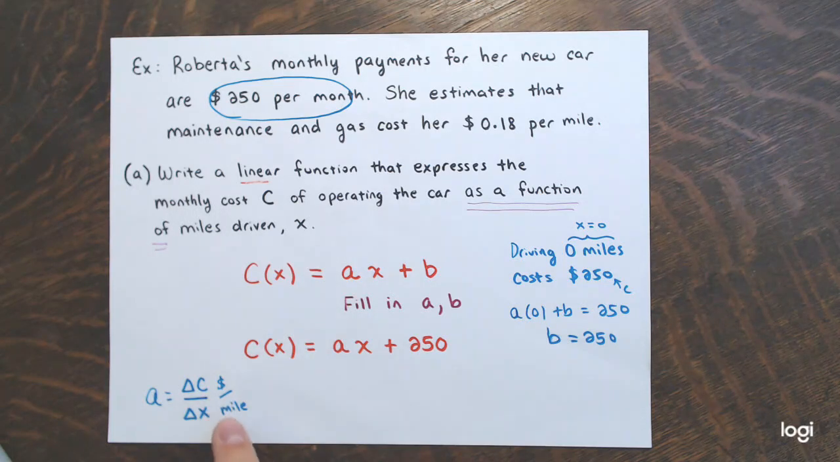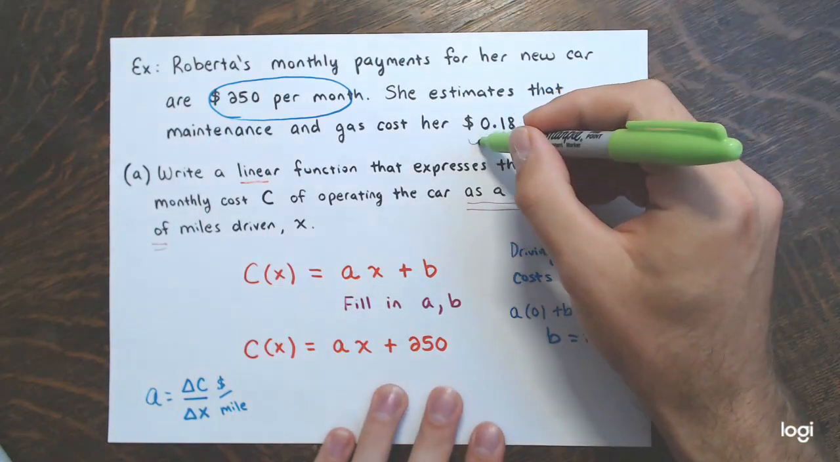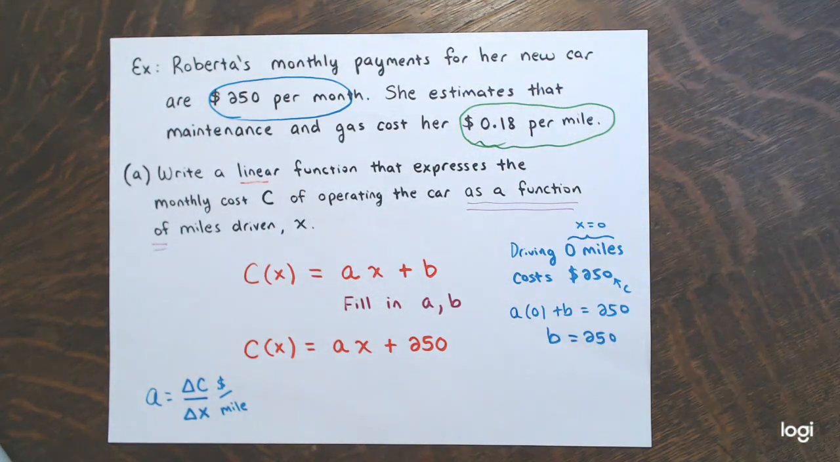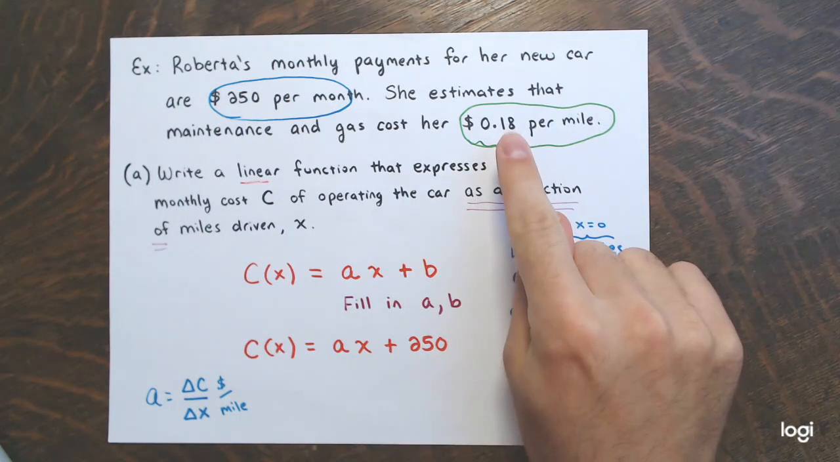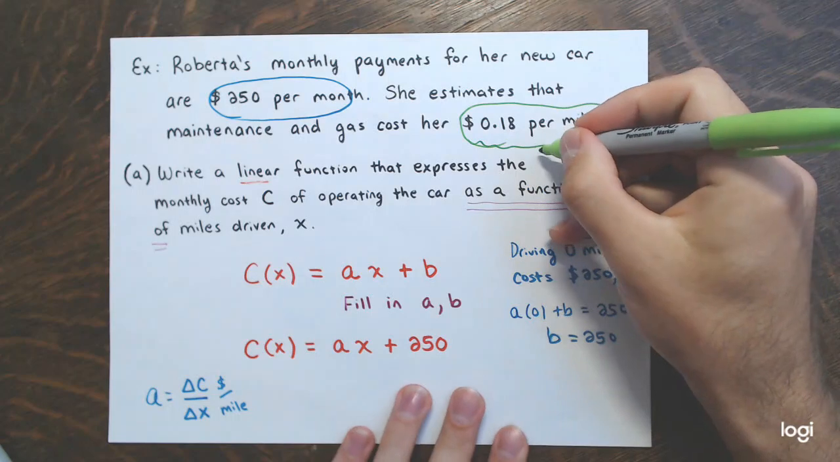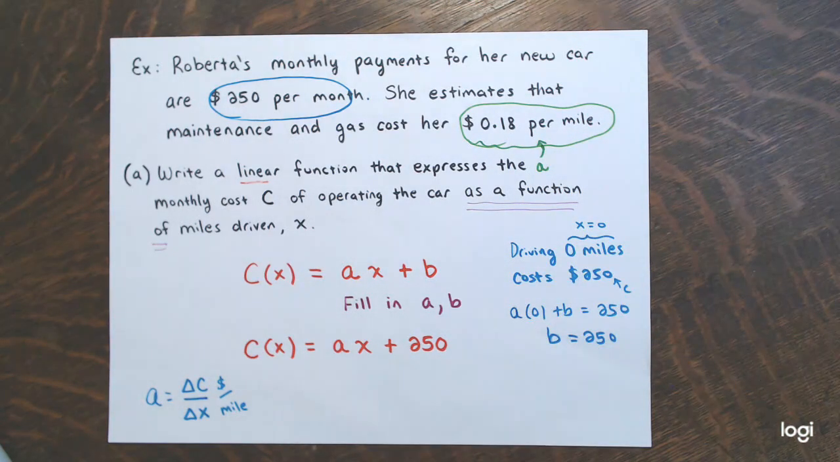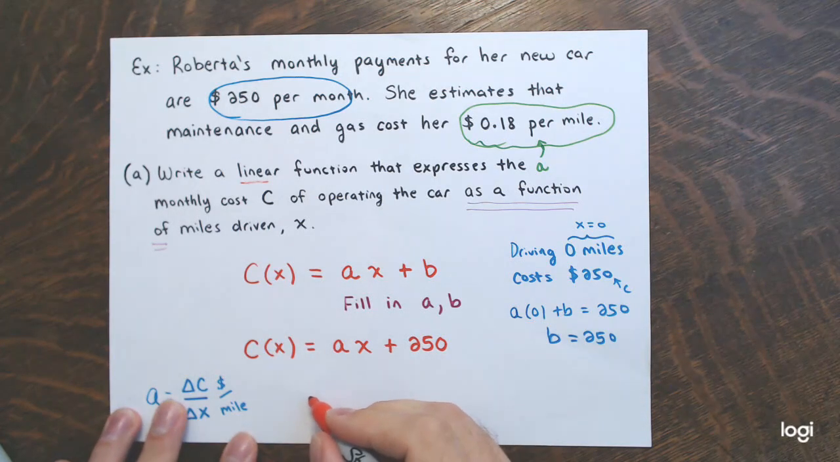So what does it cost her to drive per mile? It said back in the problem that she estimates it's costing her 18 cents, or $0.18 per mile. So that is the slope. That's the A. All right. Okay, so now I can fill in the model and be finished with part A.